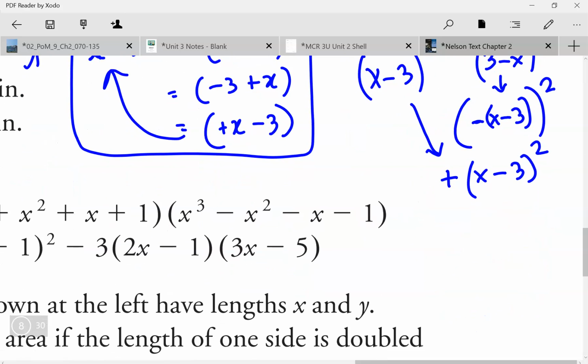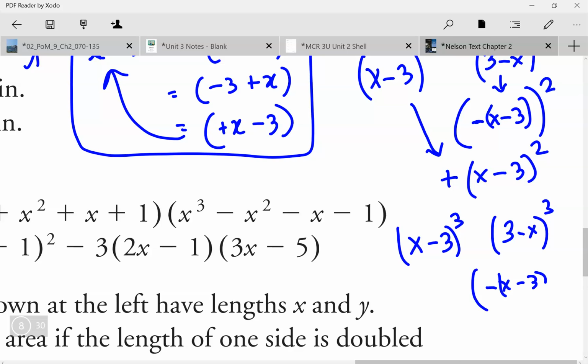This is not, in fact, the case when we have a cube, because if we have x minus 3 cubed and then 3 minus x cubed, we know we can write the 3 minus x as negative of x minus 3. Again, we can go either way here. Obviously, when I said it, I went this way, but either way works.